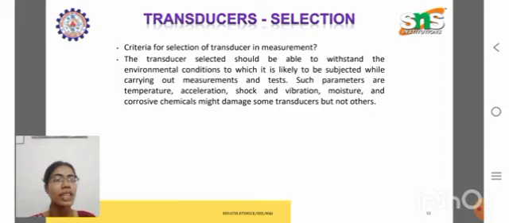Criteria for selection of transducer in measurement. The transducer selected should be able to withstand the environmental conditions to which it is likely to be subjected while carrying out measurements and tests. Such parameters are temperature, acceleration, shocks and vibration. Moisture and corrosive chemicals might damage some transducers but not others.